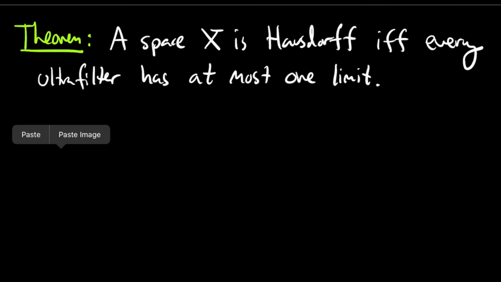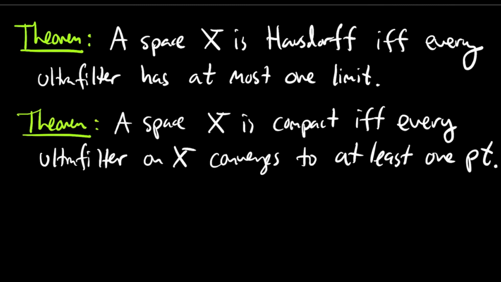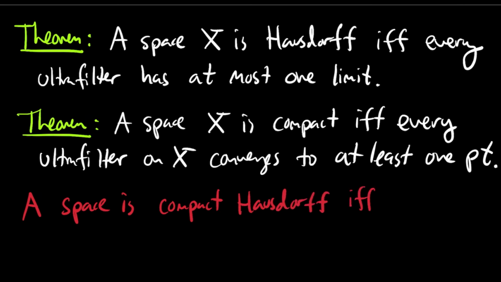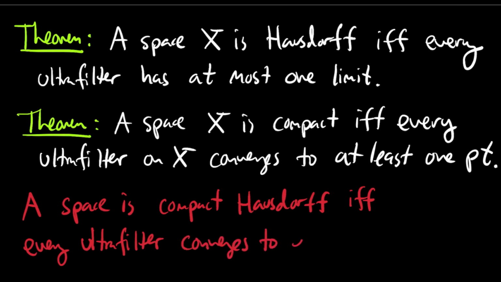Now, I think it's nice to put these two theorems together and look at them at the same time. A space X is Hausdorff if and only if every ultrafilter has at most one limit. And a space X is compact if and only if every ultrafilter converges to at least one point. And so you see that there's this tension between being Hausdorff and compact, and spaces that are both compact and Hausdorff have a nice balance. In particular, they're characterized by the property that every ultrafilter on them converges to one and only one point.